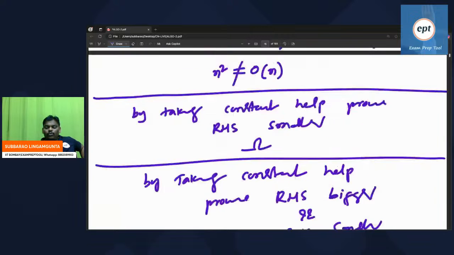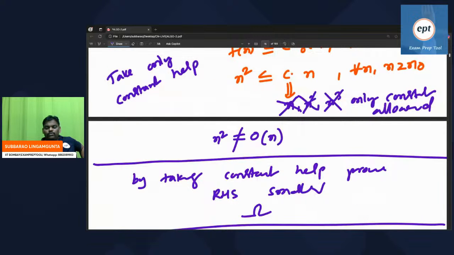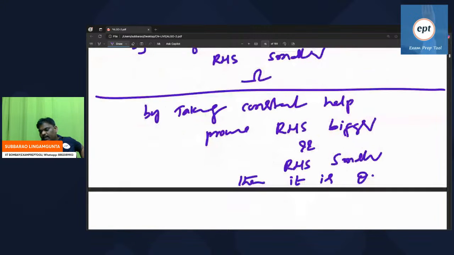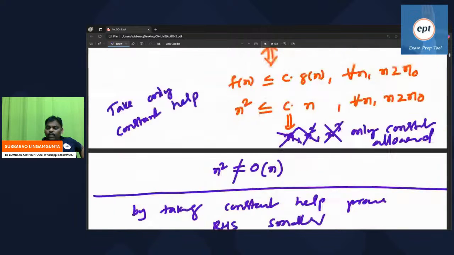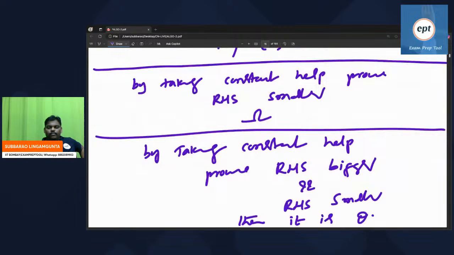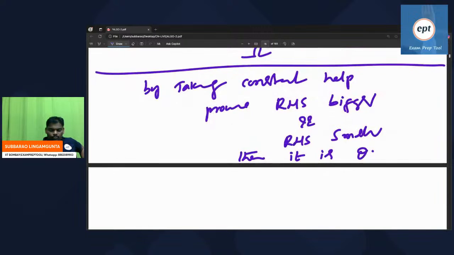If you know big O, you know omega also, you know theta also. What is omega? Prove that right is smaller with the help of a constant. What is theta? By taking a constant's help, prove right is bigger and right is smaller also. That is called theta. If you are okay with big O, you are okay with omega also, theta also.